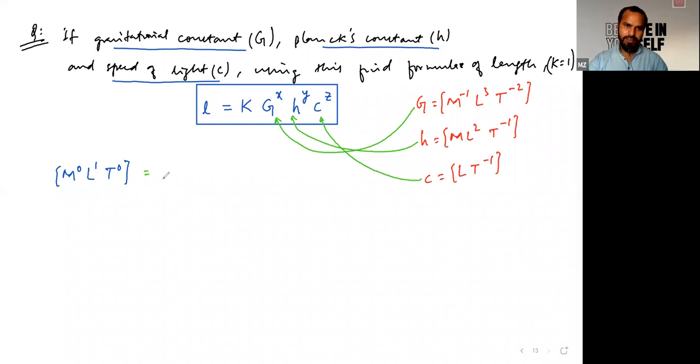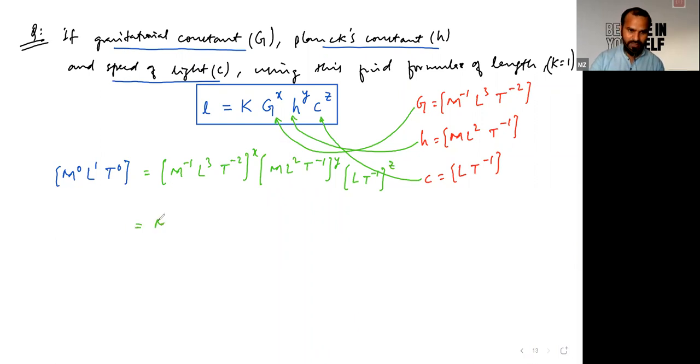We have K, which is the proportionality constant, so in terms of dimension, we can neglect it. On putting the value of G, it was M to the power minus 1, L to the power 3, T to the power minus 2, whole raised to the power x. Similarly for h, it would be M L squared T to the power minus 1, whole raised to the power y. And for the speed of light, L T minus 1, whole raised to the power z.